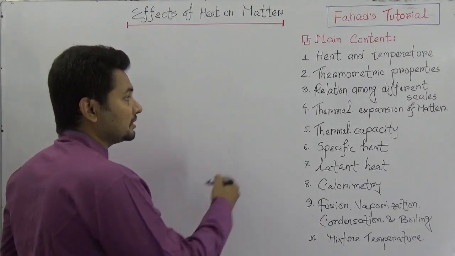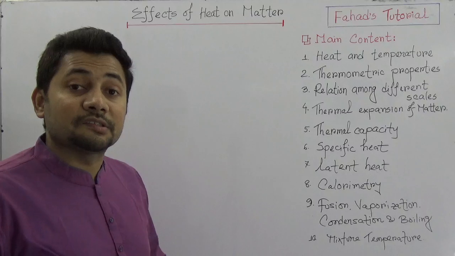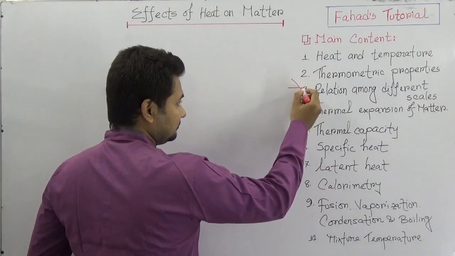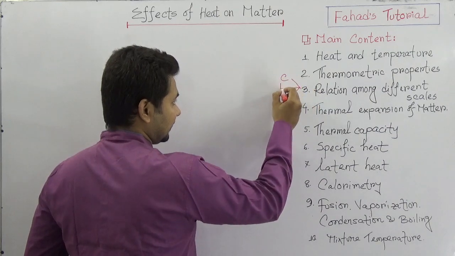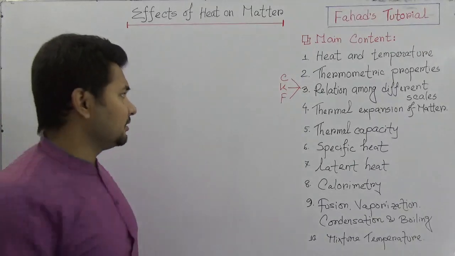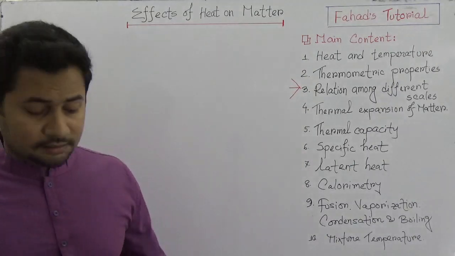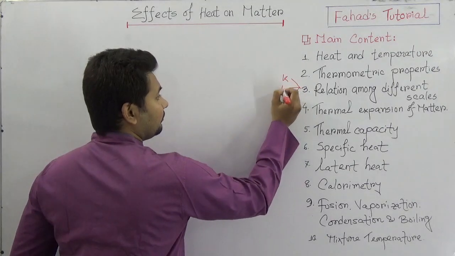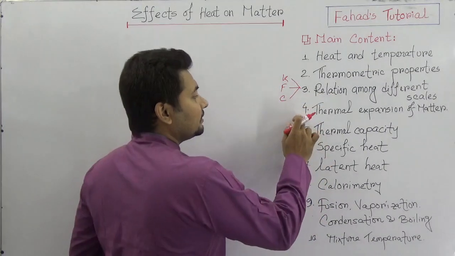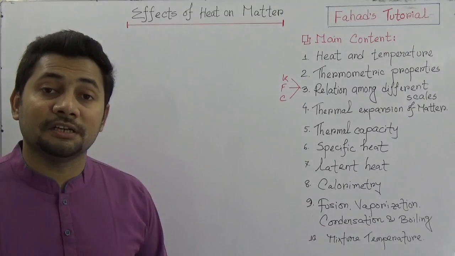What are the scales? When we study about temperature, we must know there are 3 scales of temperature: Celsius, Kelvin, and Fahrenheit. We can say it in a different way: Kelvin, Fahrenheit, and Celsius looks like good KFC. And then number 4 is thermal expansion of matter.